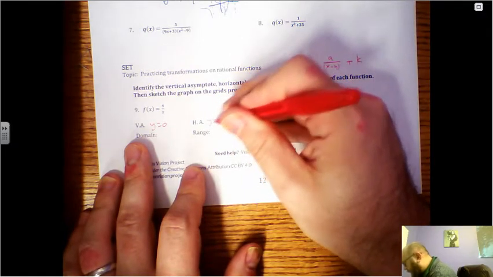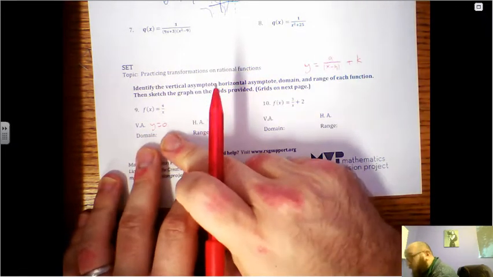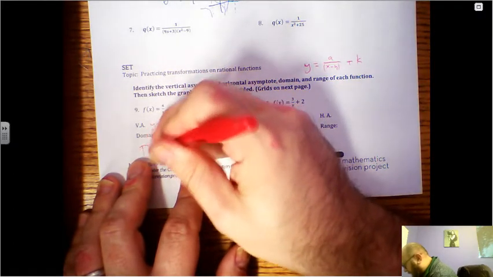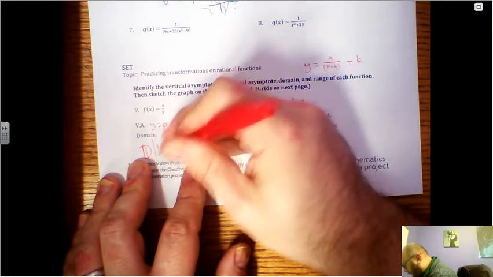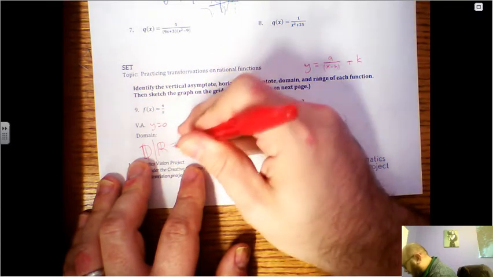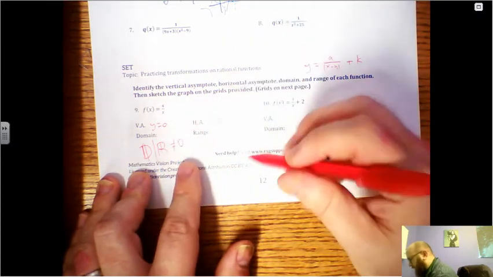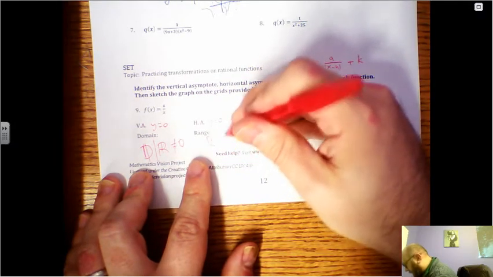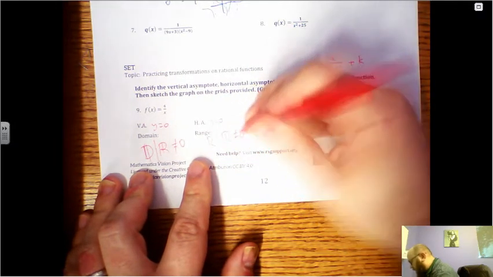Y equals 0. Our domain is going to be, our domain is the set of all real numbers that are not 0. That's like the fancy way of saying it. Our range is the set of all real numbers that are not 0. Okay, that's it.